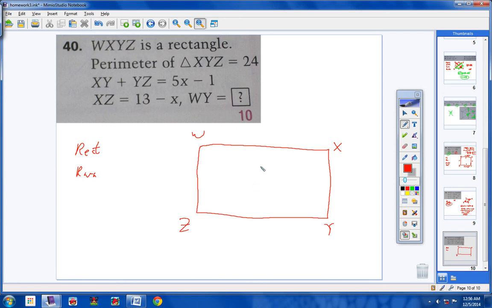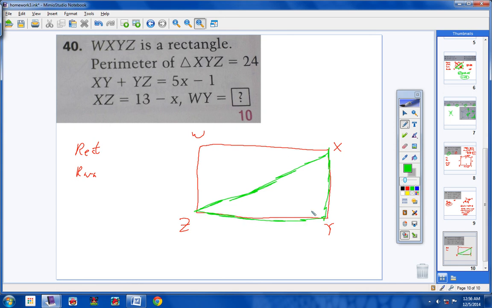Okay? Now, the perimeter is 24, okay? Now if we take xy plus yz, we get this. And if we take xz, oh, I'm sorry. That one is to find the perimeter of triangle XYZ. Okay, so here's the triangle. They want us to find the perimeter of this, okay?